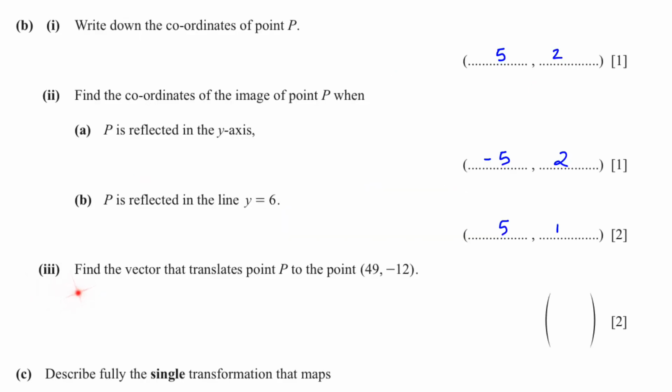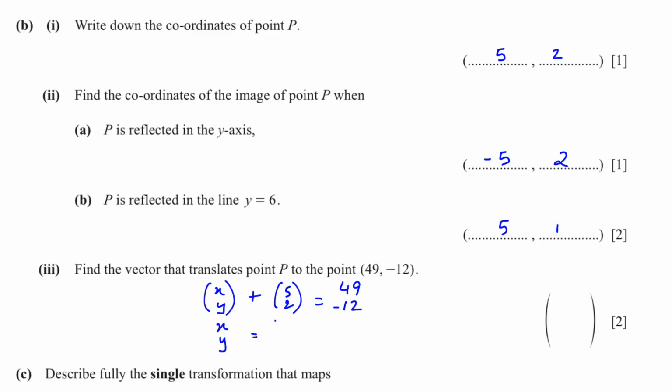Okay, B3. Find the vector that translates point P to the point 49, -12. So there is a vector xy. When you add or subtract to P, you will get 49, -12. We'll write it in vector form, plus P. What is our P? 5 and 2. Gives us 49 and negative 12.